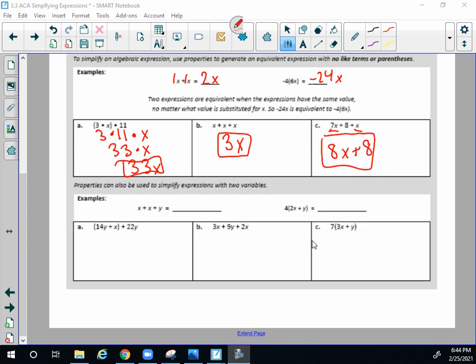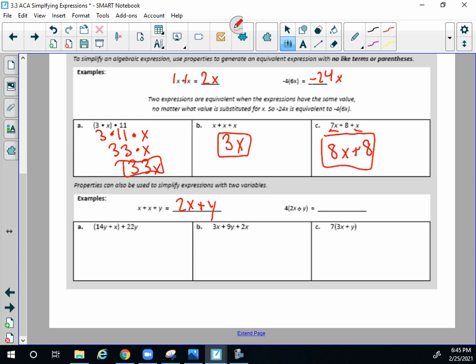We can also use properties to help us simplify expressions with two variables. So for example, this one has x plus y. Now remember we said that like terms are terms with the same variable. So we cannot combine this x and the y because they're not like terms, but we can combine the two x's. So here we have x plus x, which gives us 2 x's plus 1y. And that's our simplest form.